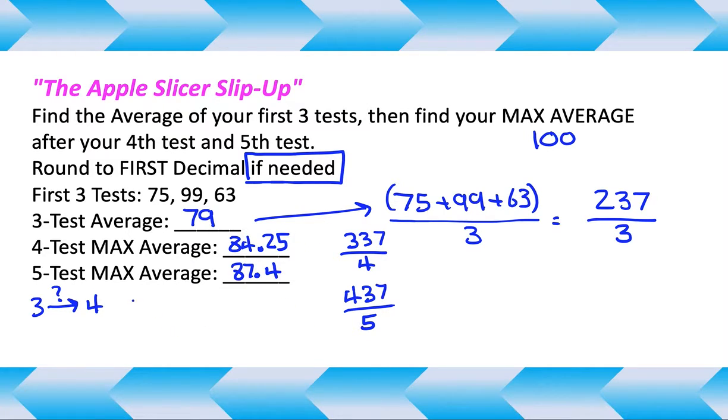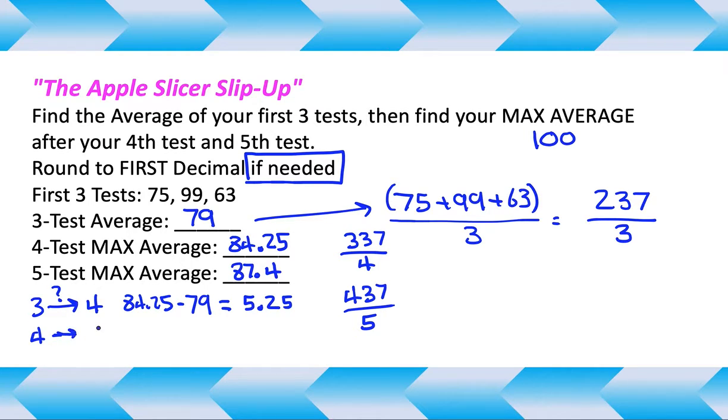You would just take your 84.25 minus 79. That would give you your jump. You jumped 5.25 points. That's pretty good. It's half a grade.